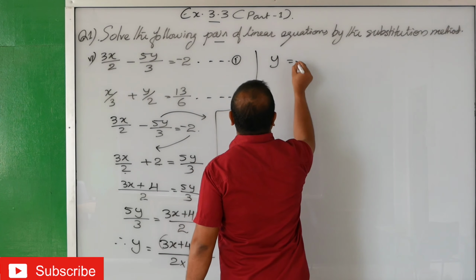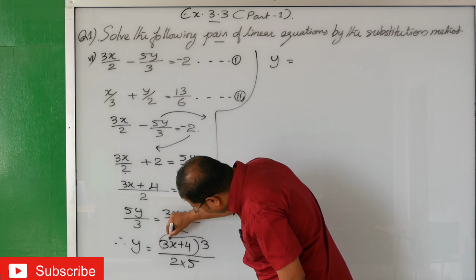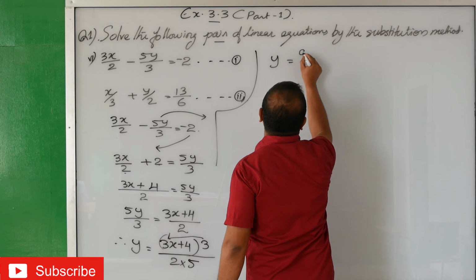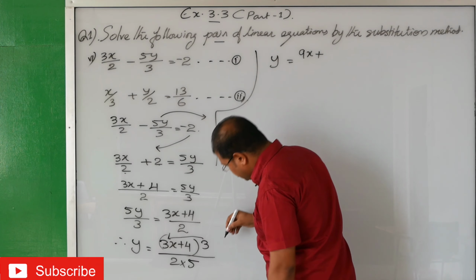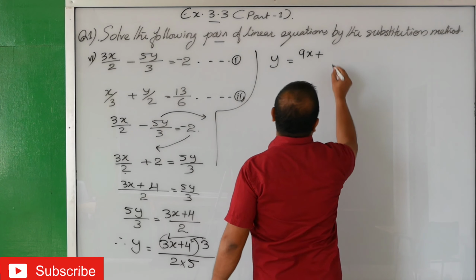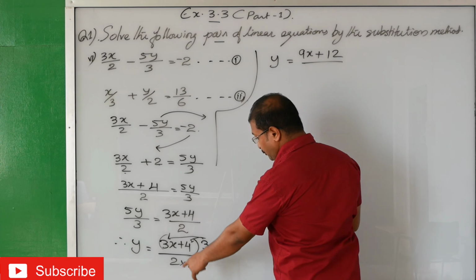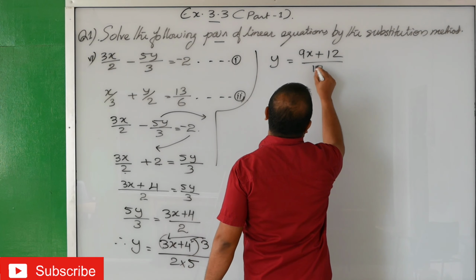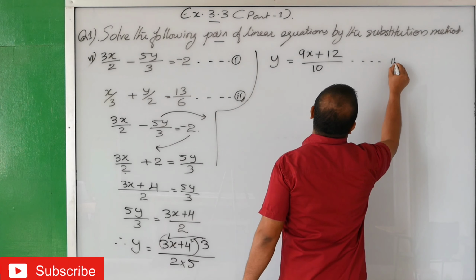Now y equals, now we'll open it, 3 into 3x, that is 9x, plus 3 into 4, 12, divided by 5 2s are, or 2 5s are 10. That is equation number 3.